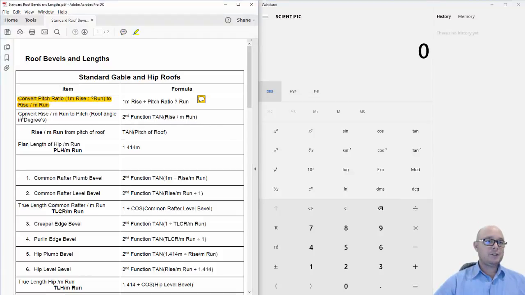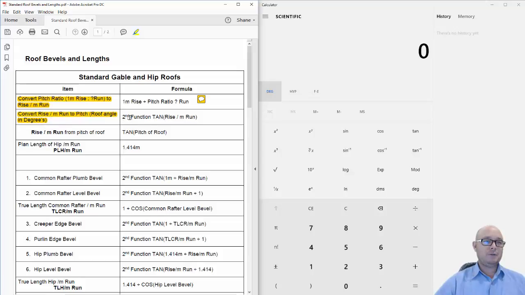The next calculation is to convert rise per meter run to the pitch of the roof, or the roof angle in degrees. The pitch of the roof also happens to be the common rafter level bevel. So as soon as you work out the pitch of roof, you're also working out the common rafter level bevel. So I'll go ahead and we'll do this next calculation, which is converting rise per metre run to pitch of roof.